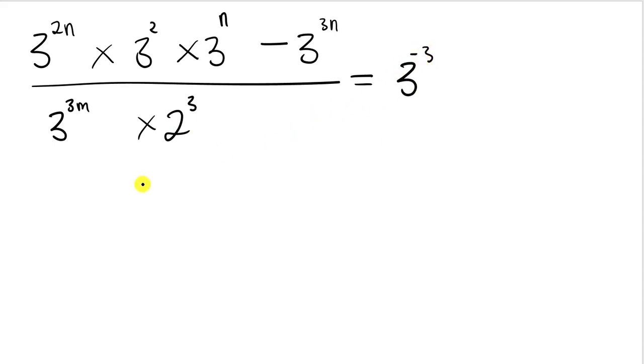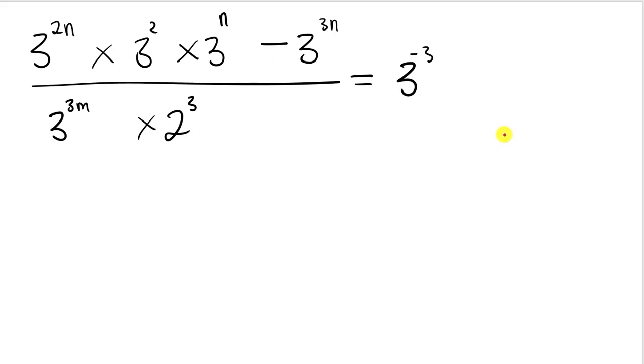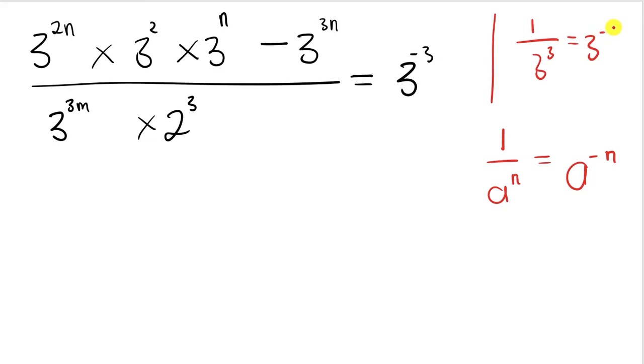The reason is, this side was 1 over 3 exponent 3. And in indices, if you have a fraction like 1 over a exponent n, this is the same as a exponent negative n. So that is how we are able to change 1 over 3 exponent 3 to 3 exponent negative 3.